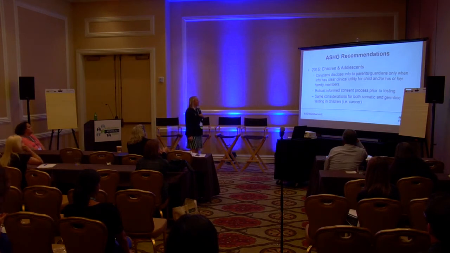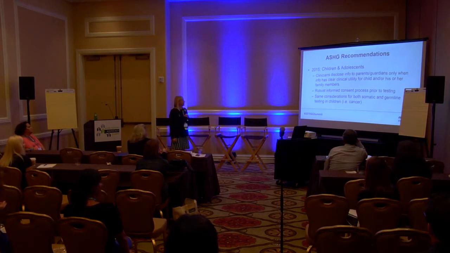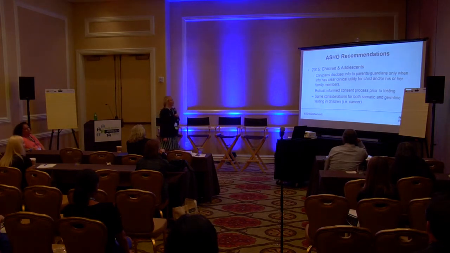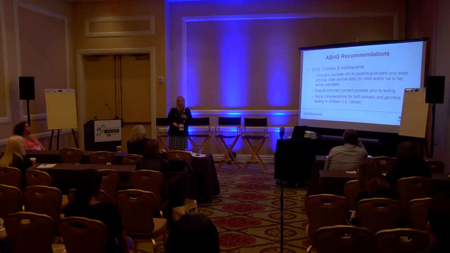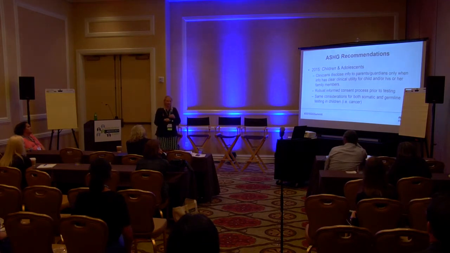And then finally, children and adolescents in general, as far as who should be disclosing the information. They feel that clinicians should disclose the information to parents and guardians only when the information has clear clinical utility for the child and his or her family members. So again, it goes back to medical actionability. There should be that robust informed consent process. So we're hearing this over and over again from a variety of different genetics groups. And it should be considered the same for both somatic and germline testing. This is a nuance I won't get into here, but what they're saying is if you're doing somatic-based testing for children for cancer disorders or germline testing, these guidelines apply to both.